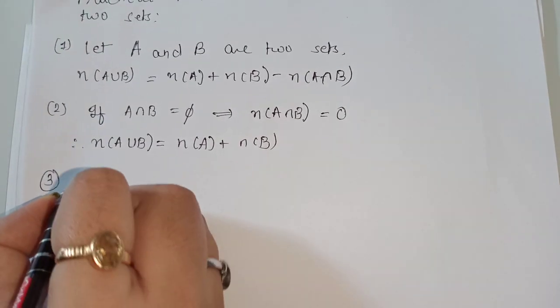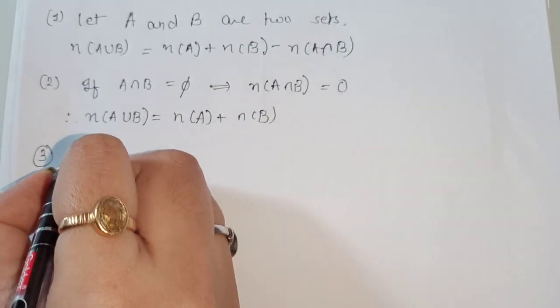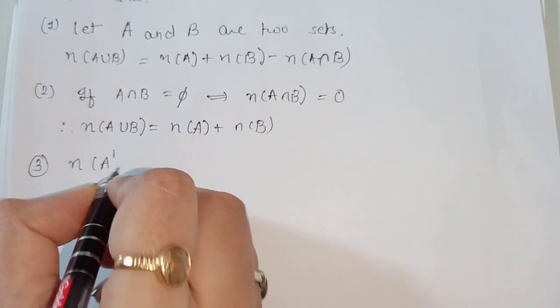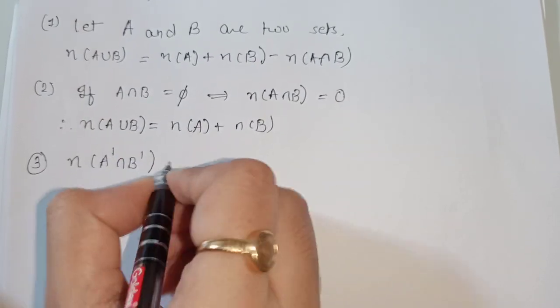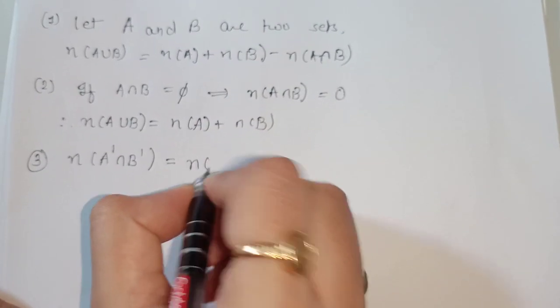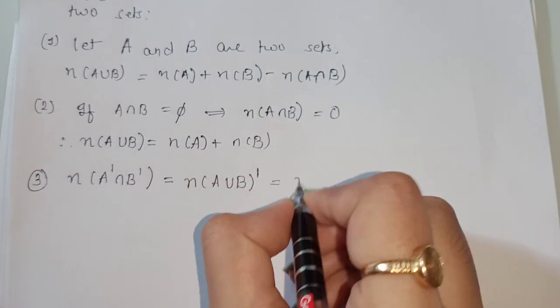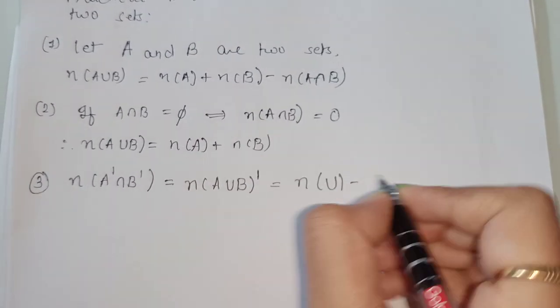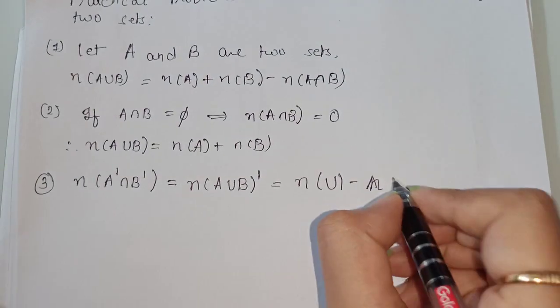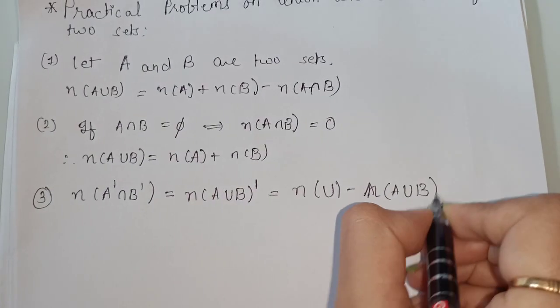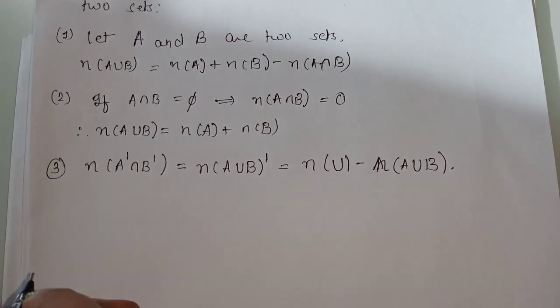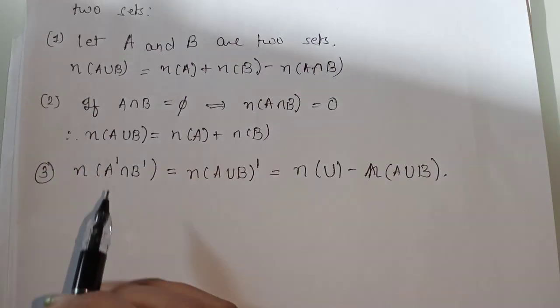Now number 3, number of A dash intersection B dash is equal to number of A union B the whole dash, is equal to number of U minus number of A union B. Okay, now this was the matter of two sets.